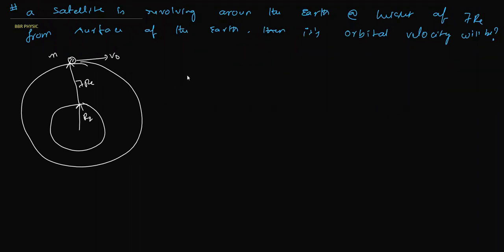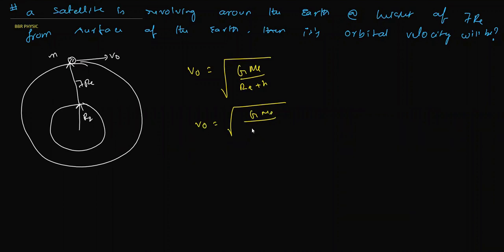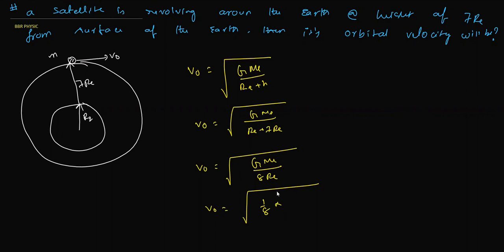If you substitute this in the V0 equation, the h value is large now, so you have to go with this formula, G ME divided by RE plus h. So V0 equals under root of G ME divided by RE plus h, which is RE plus 7 RE. Therefore V0 equals under root of G ME divided by RE plus 7 RE, which is 8 RE. Therefore V0 equals under root of 1 by 8 into G M by RE, and the G M by RE value we know, 64 into 10 raised to 6.